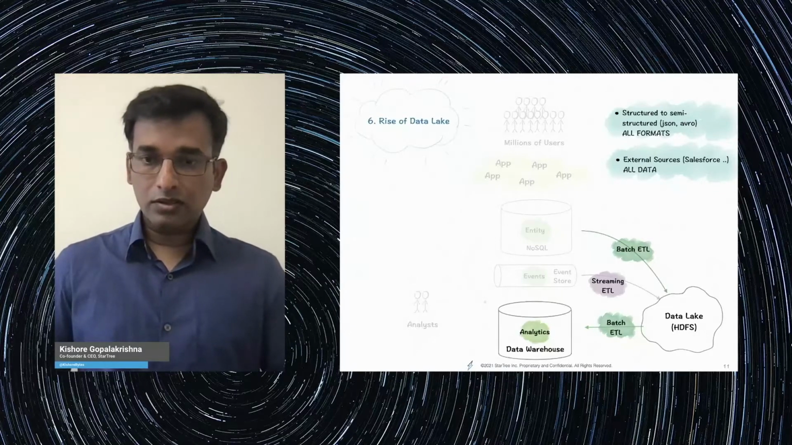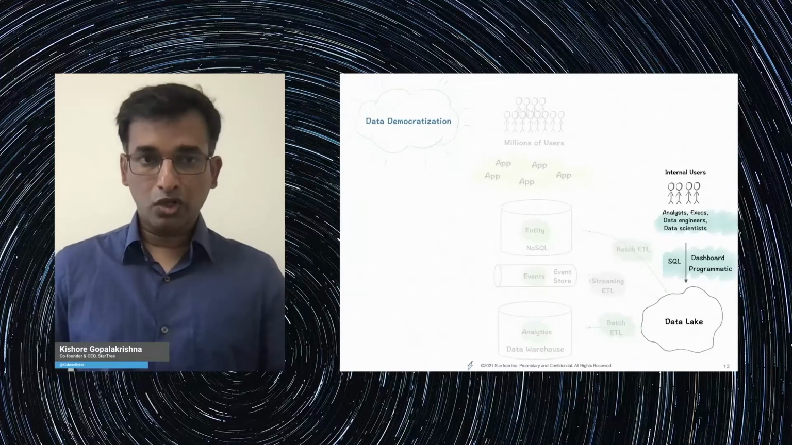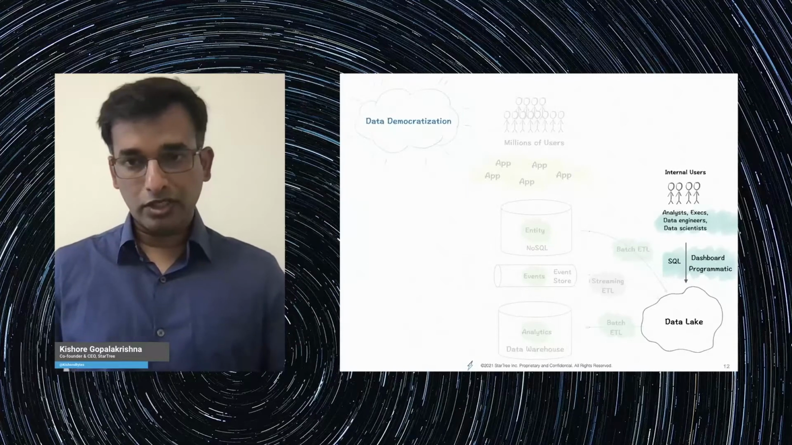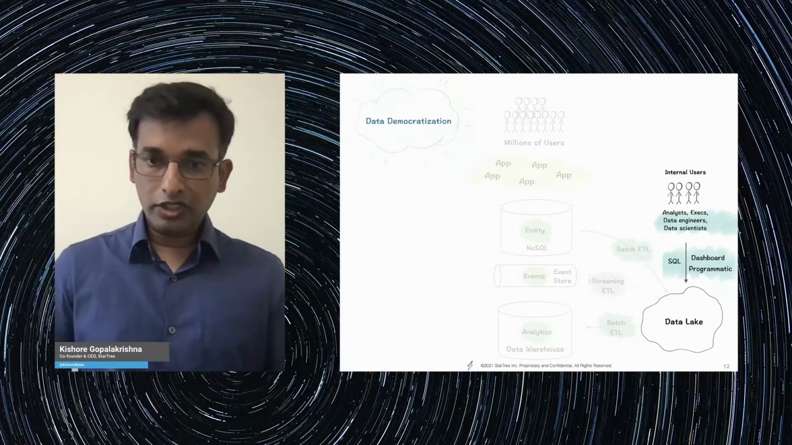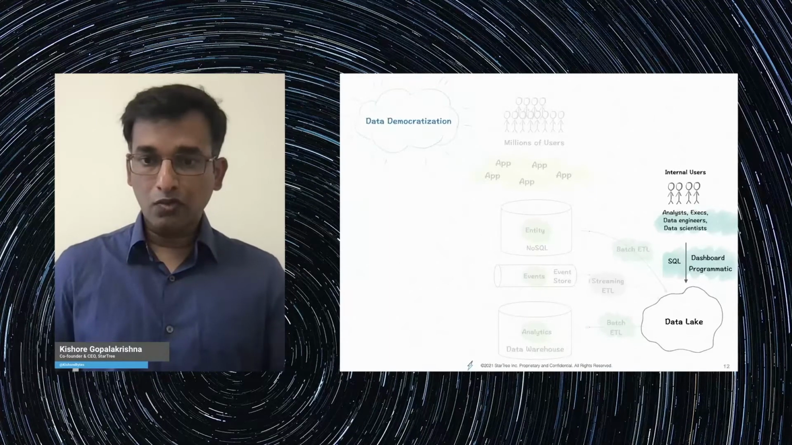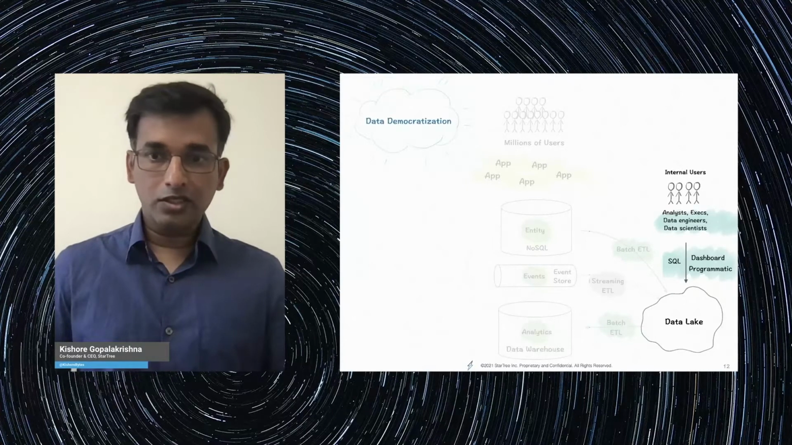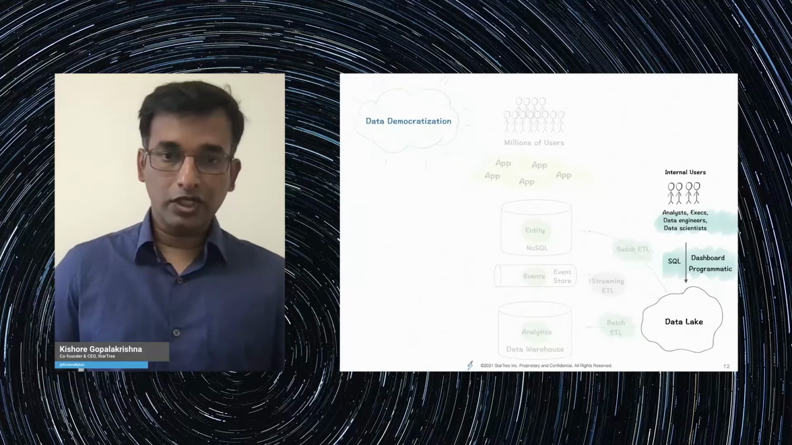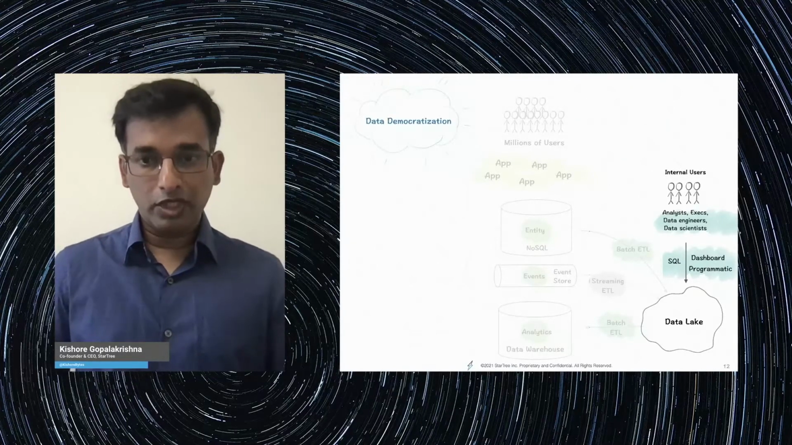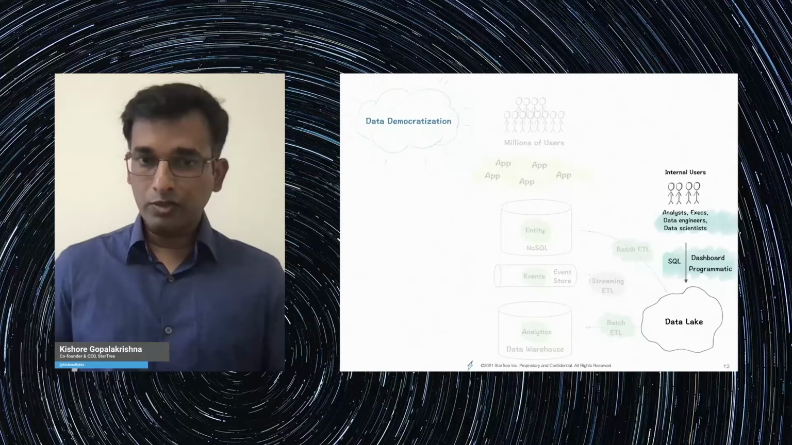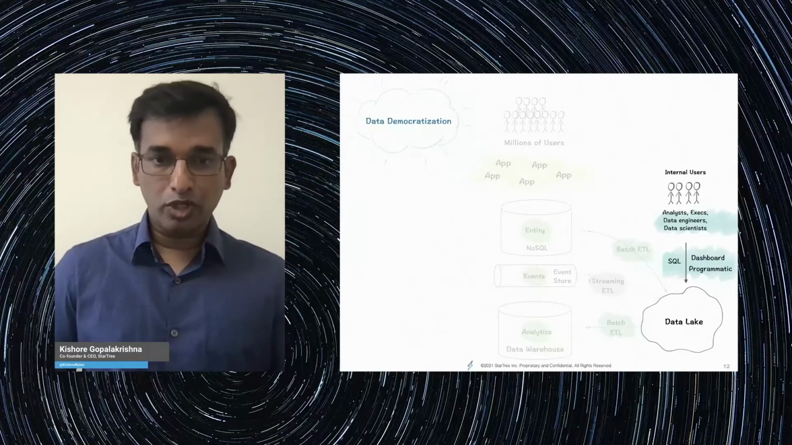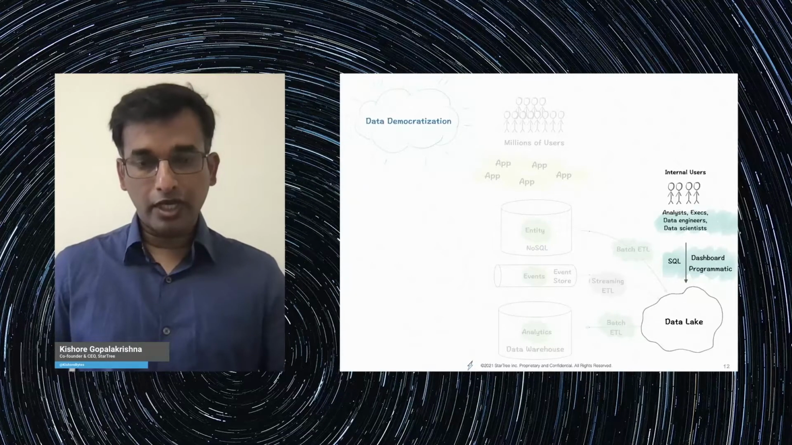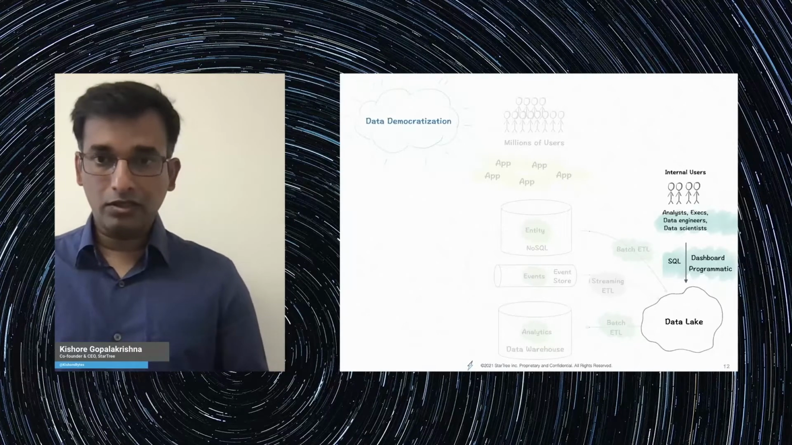The next transition that we saw here was data democratization, where it was not just the SQL analysts who had access to this. With the rise of the data lake, pretty much everyone could have access to this valuable data. So the data engineers, execs, scientists, everyone started accessing this through different means. Some of them use SQL, some of them use dashboards, and some of them were doing programmatic access via tools like Hadoop, Spark, Hive, and others.